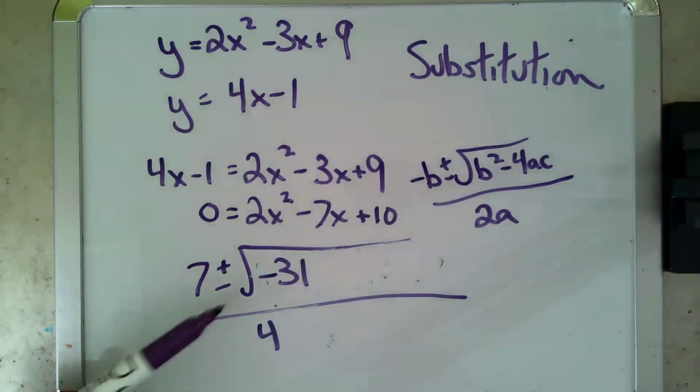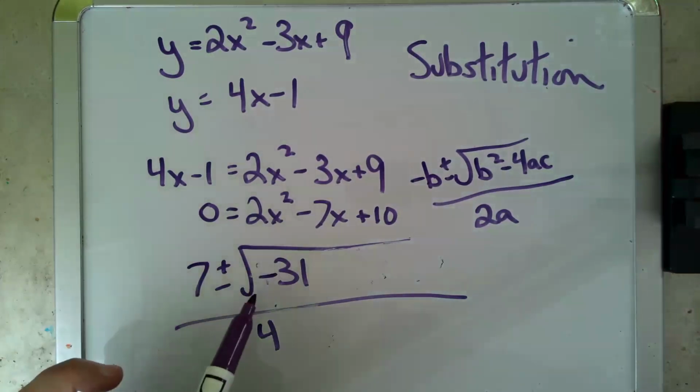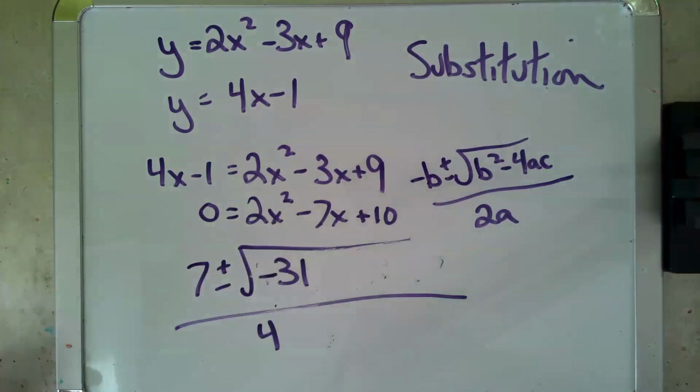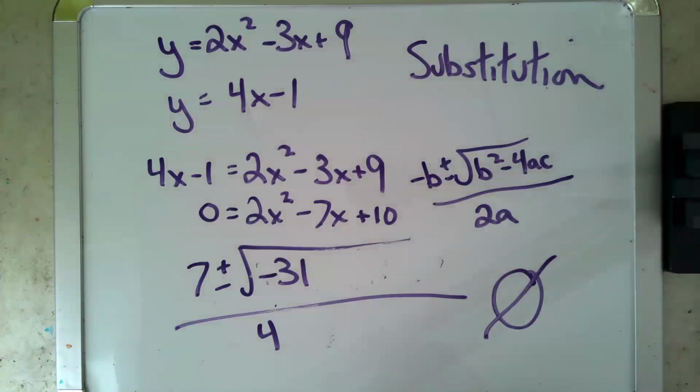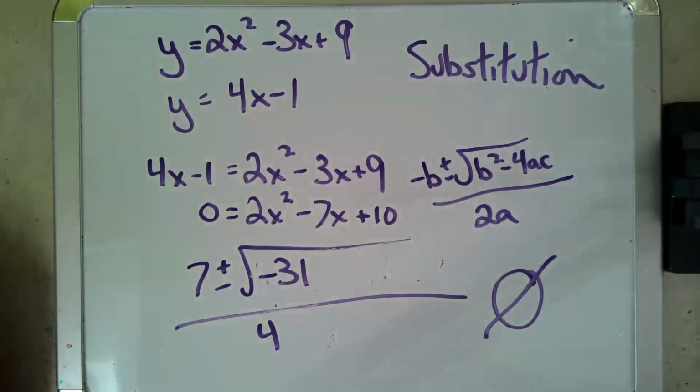So in your solving, if you encounter a negative under the square root, and that means you're encountering an imaginary number, and if that doesn't mean anything to you, go check out this video, then that means the answer to your question is there are no solutions. They do not intersect.